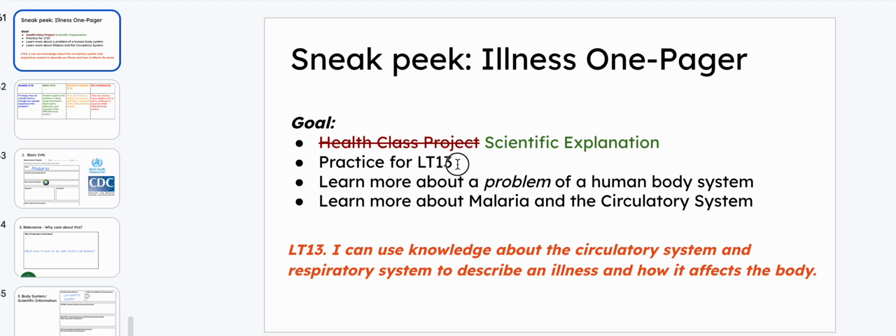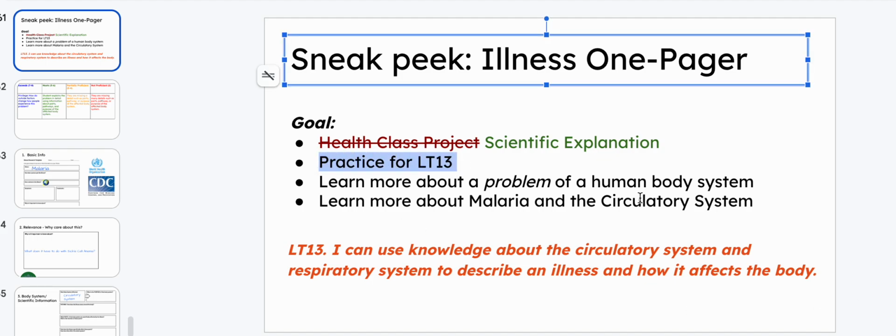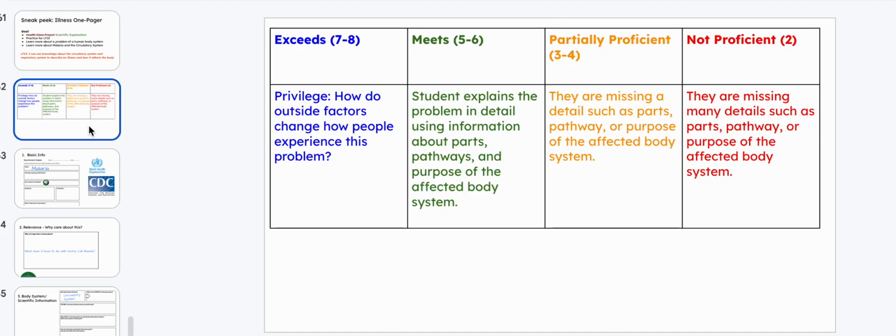Today we're practicing for learning target 13 by learning about a problem in a human body system. More specifically, we are going to be digging into a circulatory system problem like malaria. Now here's the rubric for what you're going to do.